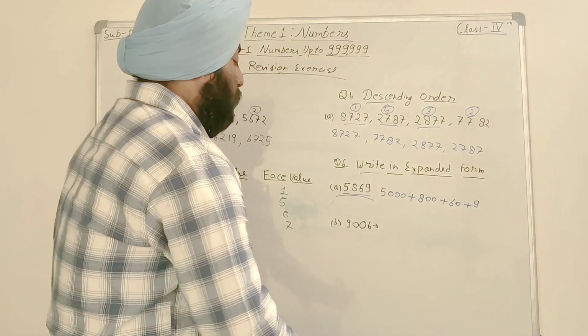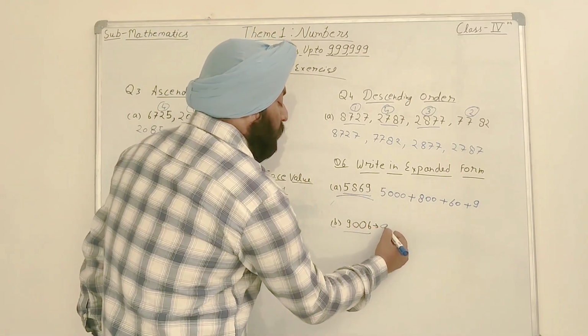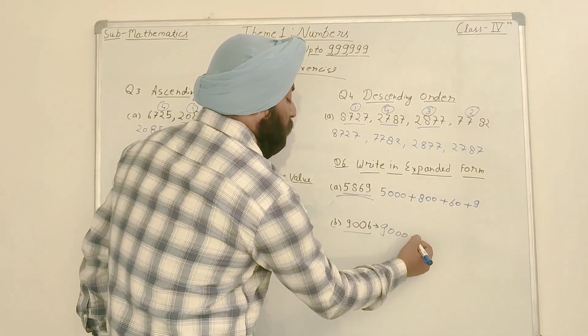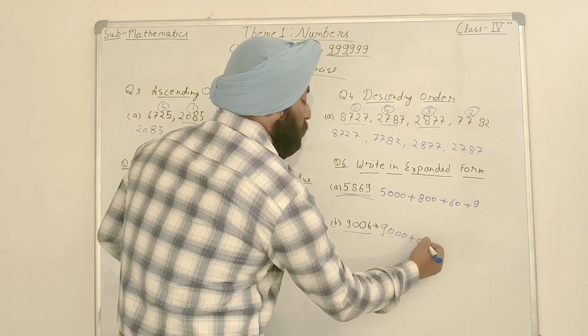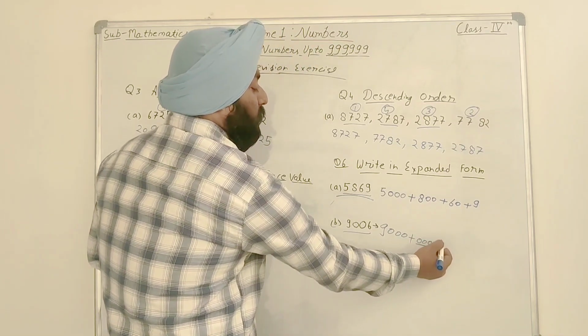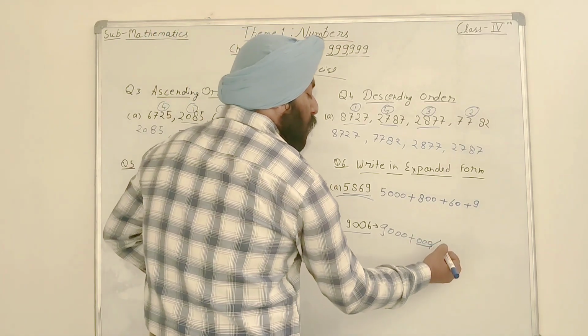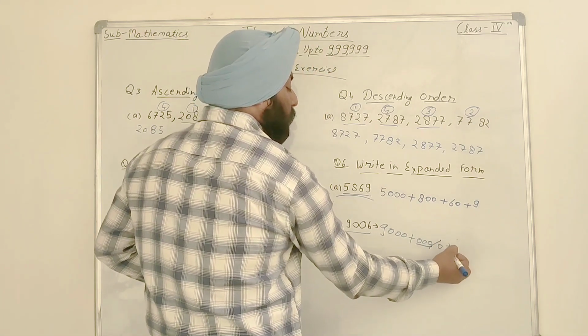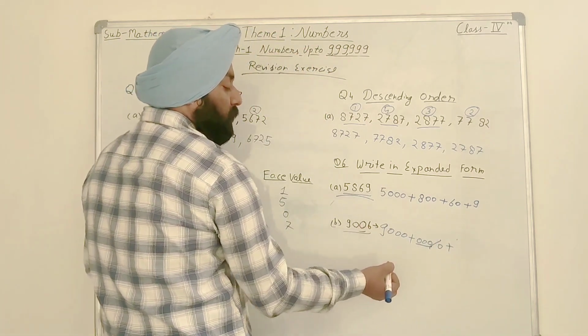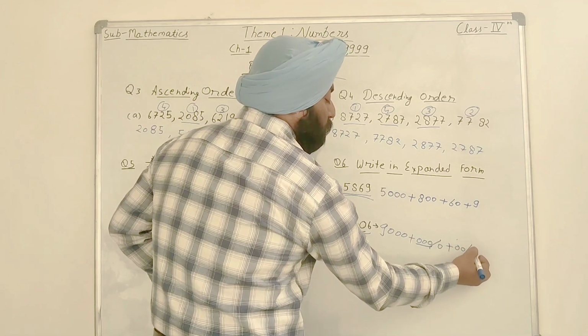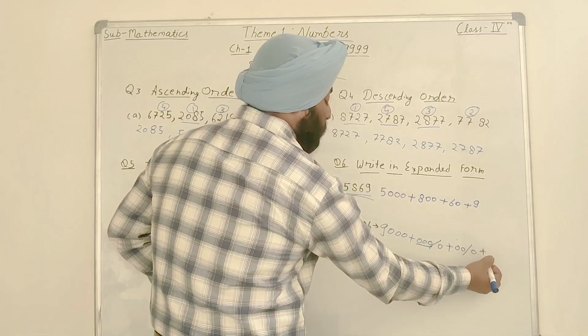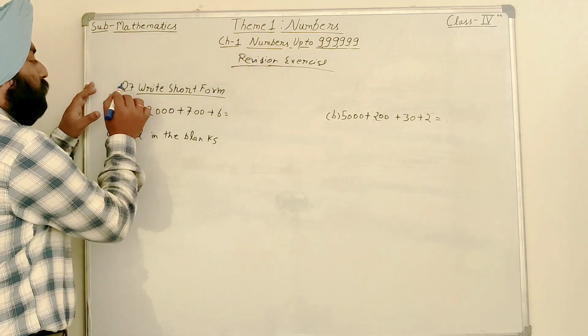9000. We can write down 000 or single 0. Both are correct. 0 plus 6. That's all. Now our next question is question number 7.